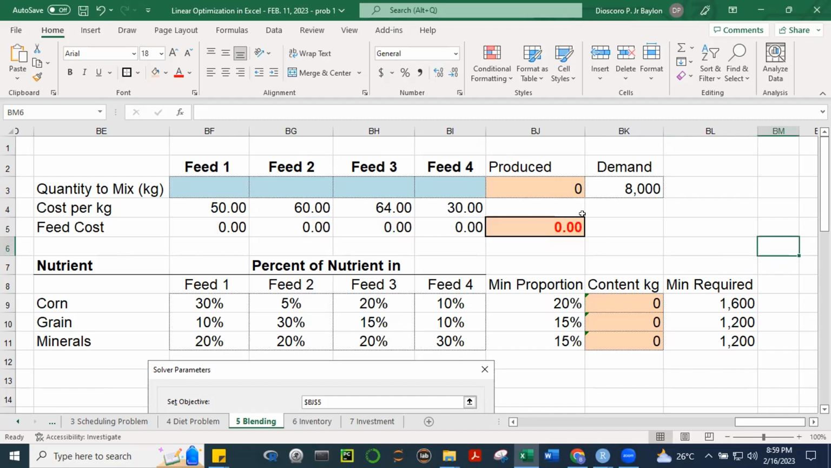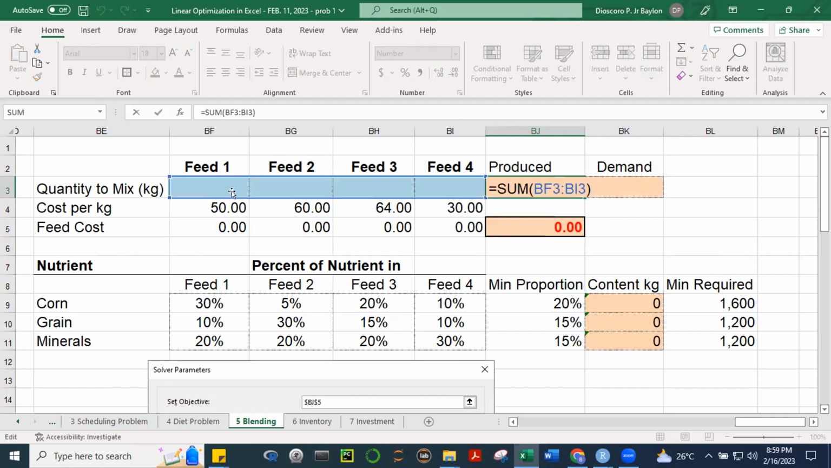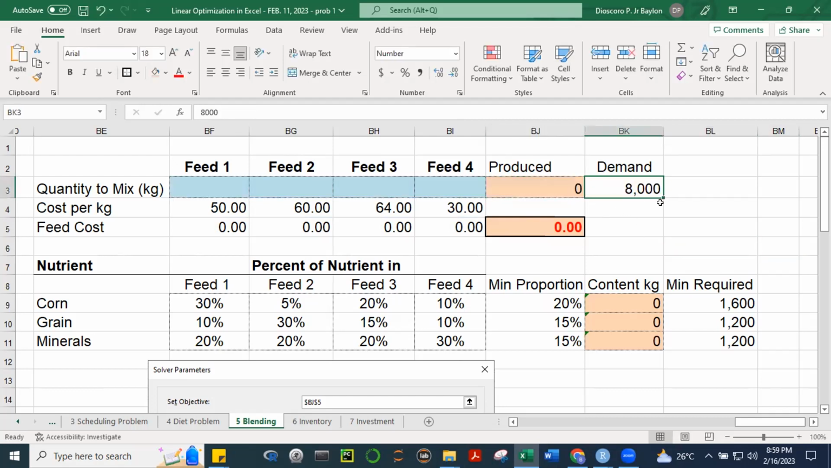The sum of this will be our objective function. Okay, then for the constraints, always make sure that your left-hand side is also color-coded. Our left-hand side here is the sum of feed 1, feed 2, feed 3, feed 4. Now, in units, it's not actually produced, but it's mixed, the total weight mixed. And the demand is 8,000. So this is the right-hand side, this is the left-hand side.